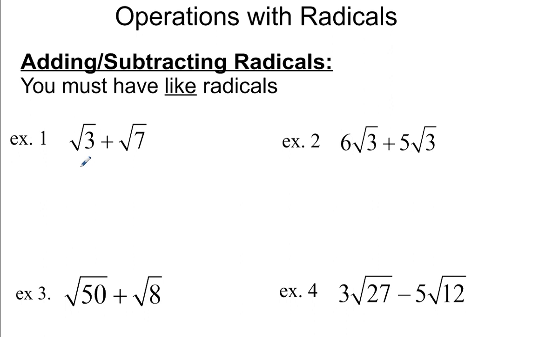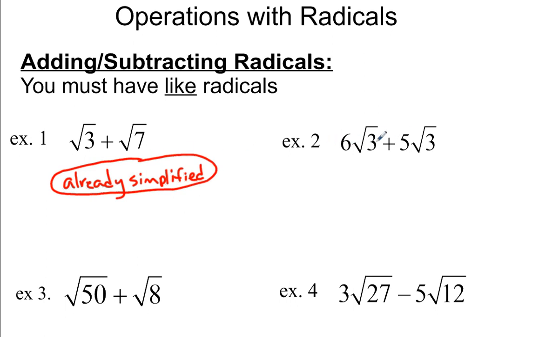So this one is already simplified. We'll just write that. It's already simplified. I can't think of any way to simplify the radical 3, taking out perfect squares, or the 7, so I can't do anything with that.